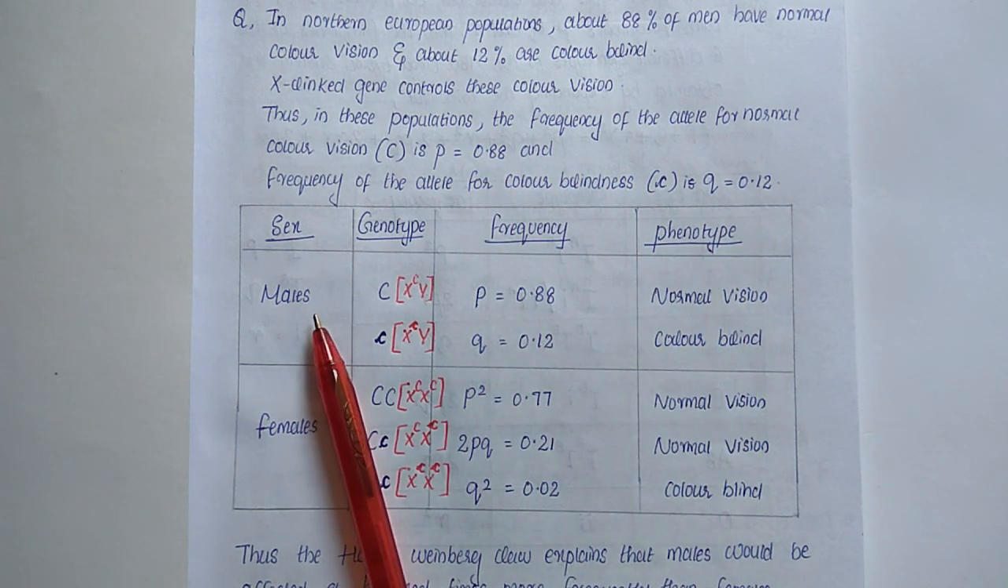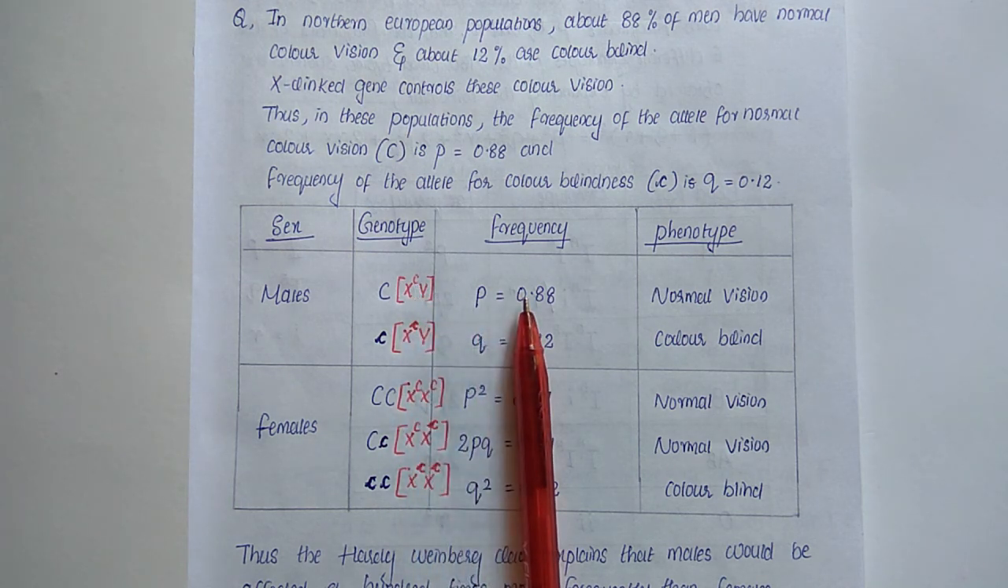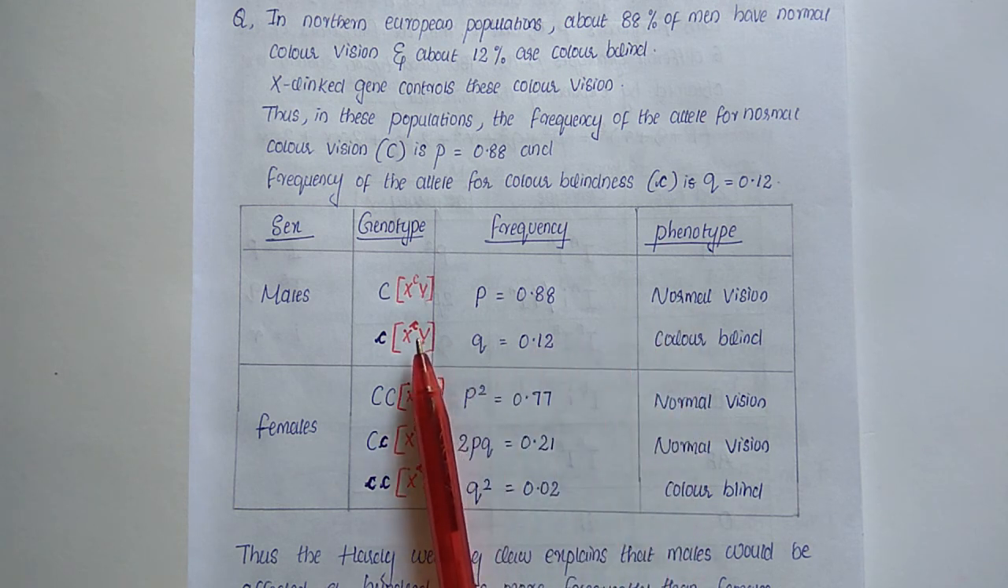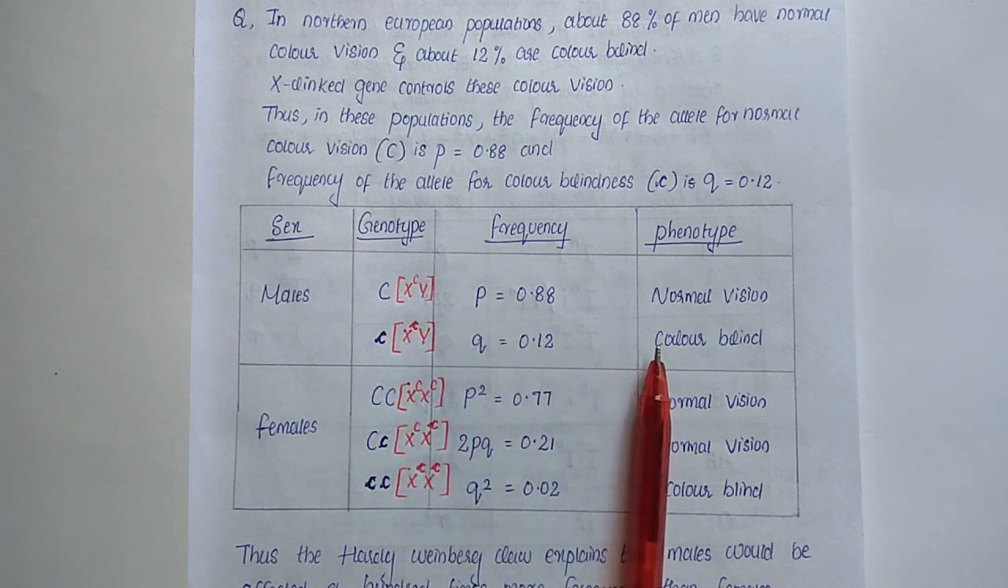In the case of males, only one X chromosome is present. If this X chromosome carries the dominant allele, the frequency is 0.88, that is, the person has normal vision. If the X chromosome carries the recessive allele, the frequency is 0.12, that is, the person is color blind.